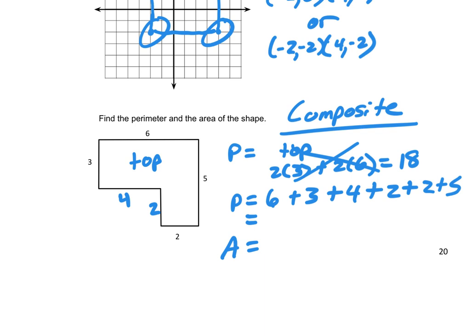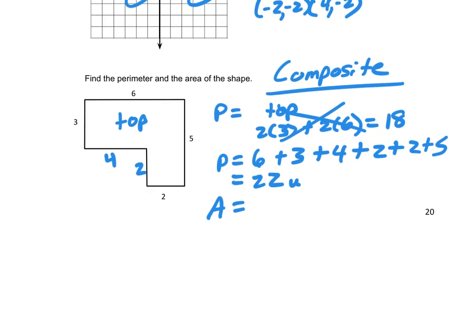If we add all that up, 6 and 3 would make 9. 9 and 4 would make 13, 15, 17, 22. So 22 units. Anytime we don't have a label given to us, we'll just go generic.